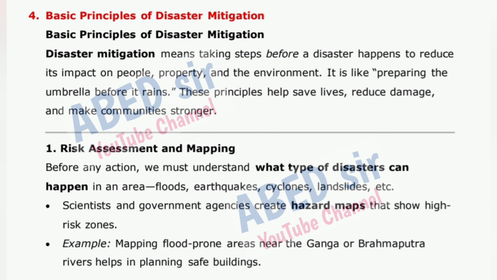1. Risk assessment and mapping. Before any action, we must understand what type of disasters can happen in an area: floods, earthquakes, cyclones, landslides, etc. Scientists and government agencies create hazard maps that show high-risk zones. Example: mapping flood-prone areas near the Ganga or Brahmaputra rivers helps in planning safe buildings.